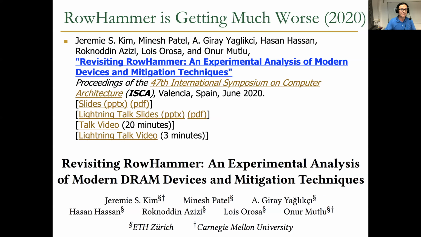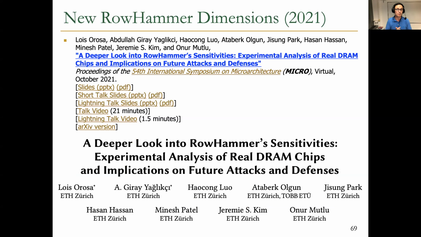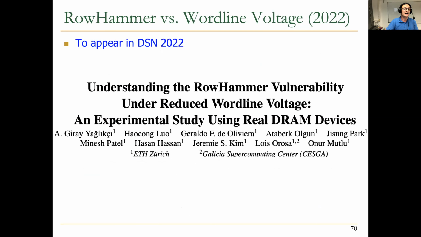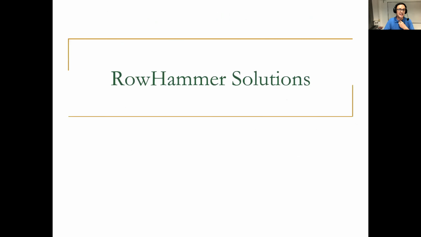I'm going to talk about this. So there's more understanding that we developed, and even more understanding we developed more recently, where we talked about new RowHammer dimensions like temperature, voltage, etc. And this is the voltage that's going to appear soon in DSM.